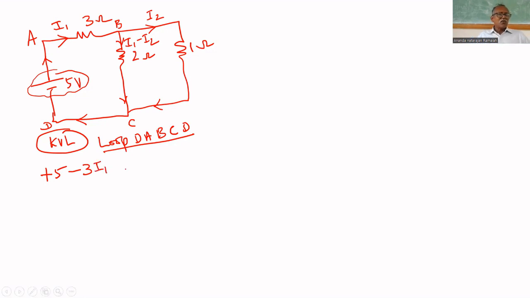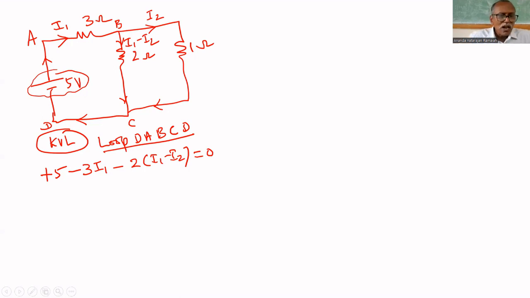I am traveling now from B to C. What is the current direction? B to C. That's why again fall in potential. That's why again minus 2 times (I1 minus I2). Any other resistance or source? Nothing. So equal to 0. That is KVL. I applied KVL.